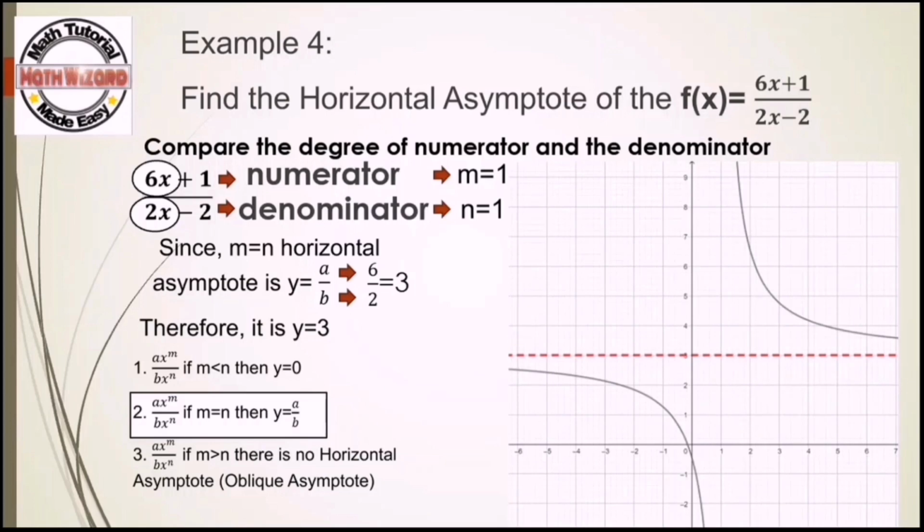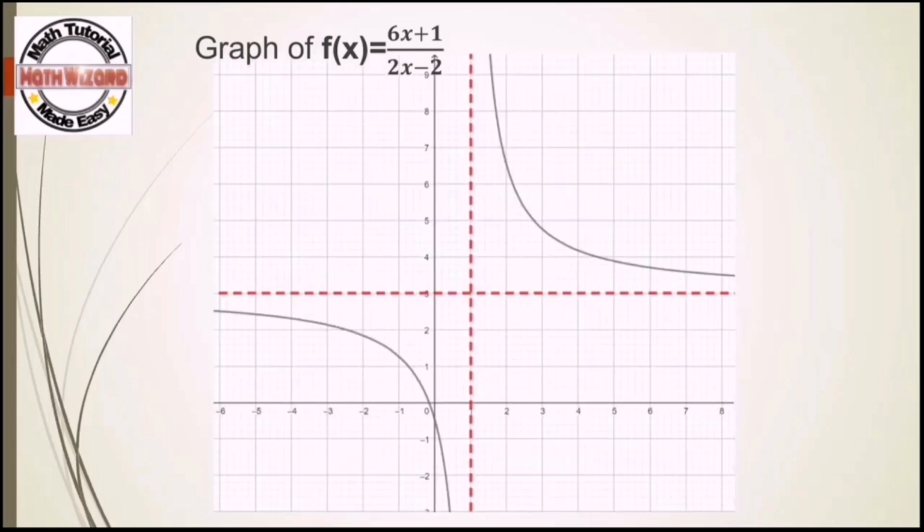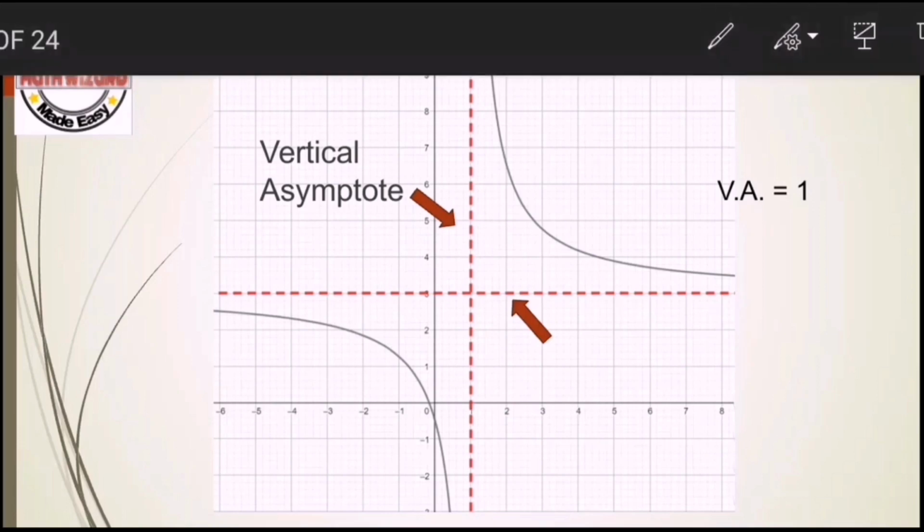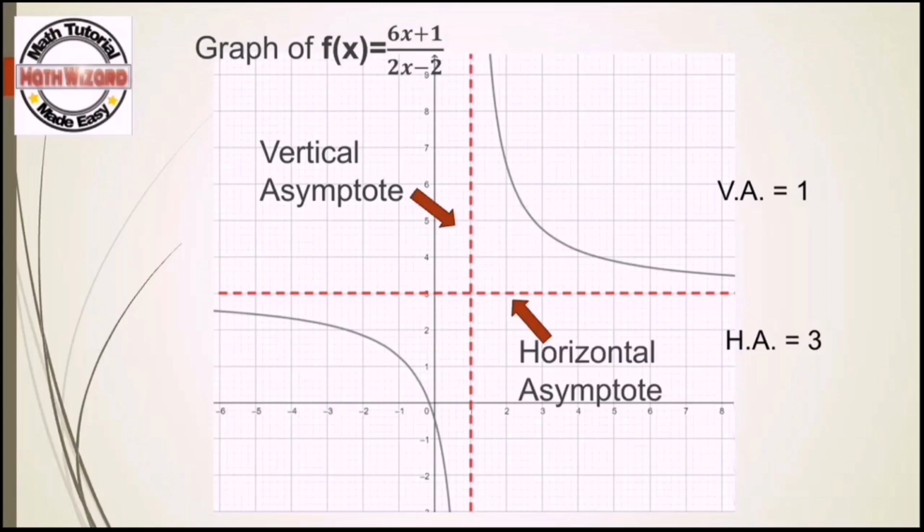Okay. Now, if we're gonna combine, this is the graph of this equation, 6x plus 1 all over 2x minus 2. Ayan. So, again, this one is the vertical asymptote wherein we can find it at x is equal to 1. And then our horizontal asymptote is found at 3. So, y is equal to 3. Ayan.